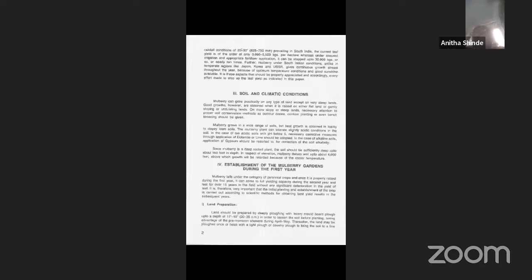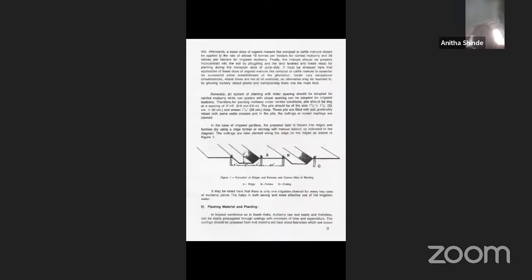ploughed once or twice with a light plough or the country plough to bring the soil to a fine tilth. Afterwards, a basal dose of organic manure like compost or cattle manure should be applied at the rate of at least 10 tons per hectare for rain-fed mulberry and 20 tons per hectare for irrigated mulberry. Then finally, the manure should be properly incorporated into the soil by ploughing, and the land should be leveled and made ready for planting during the monsoon rains, that is during June to July.